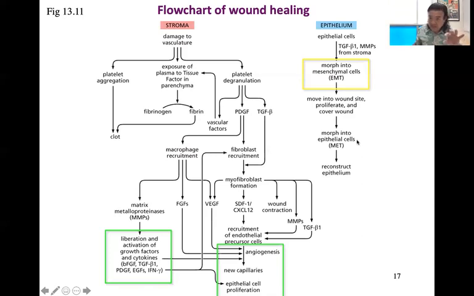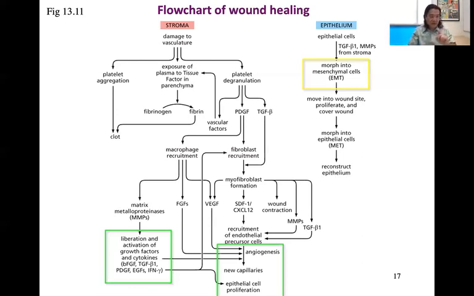and then importantly what? They have to then, once the wound is filled in, revert back to their normal epithelial status. So the reverse of EMT would be MET, mesenchymal to epithelial transition. And once that happens, you've now reconstructed the damaged tissue. And maybe if you're lucky, all you have is a tiny little scar there.